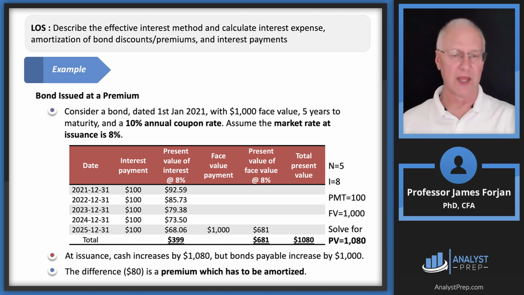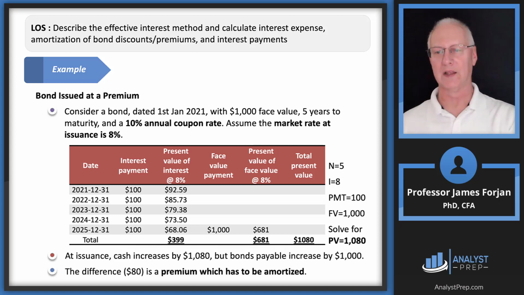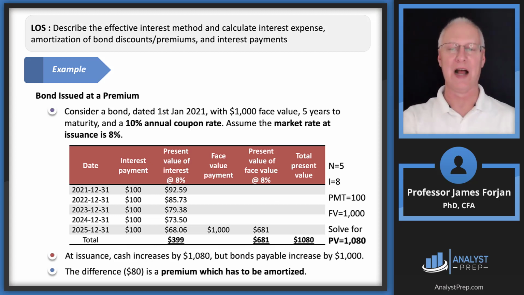And I think it's worth taking a moment or two. Get out your financial calculator again. Your calculator remembers all those things. So remember, you have N equals 5, you have a payment of 100, you have a future value of 1,000 in there. All you really need to do is hit 8 and then I, and then hit the PV button, and you'll get $1,080.